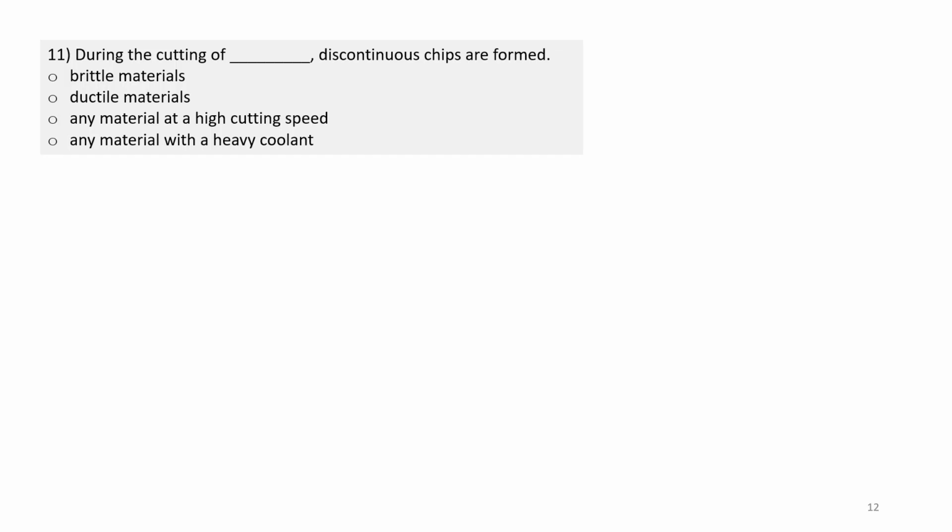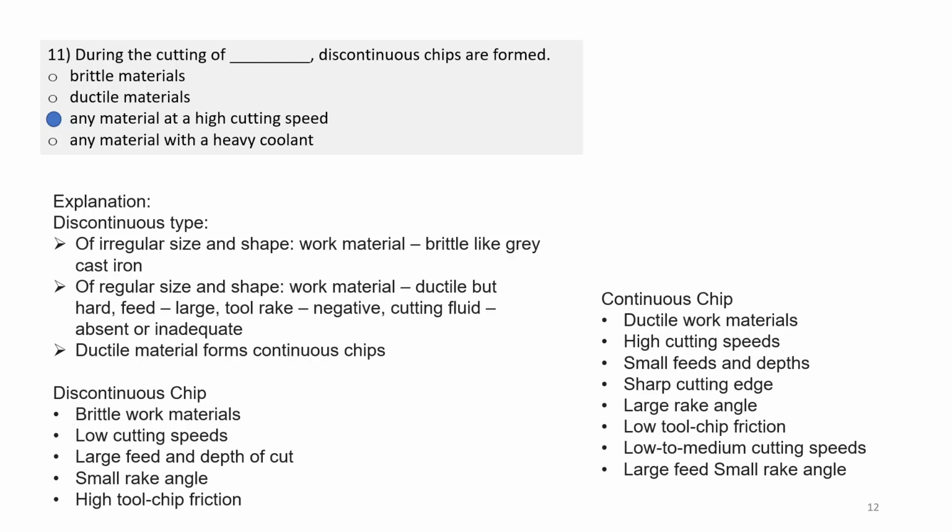Next question is, during the cutting of blank, discontinuous chips are formed. The options are brittle materials, ductile materials, any material at a high cutting speed, or any material with a heavy coolant. So the answer will be any material at a high cutting speed. You can get discontinuous chips in both types of materials, in brittle and ductile as well.